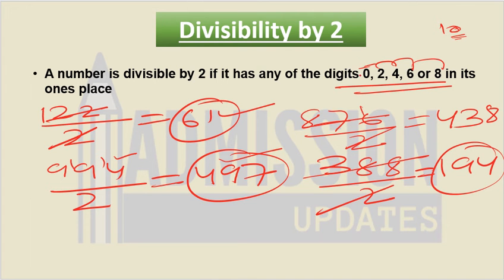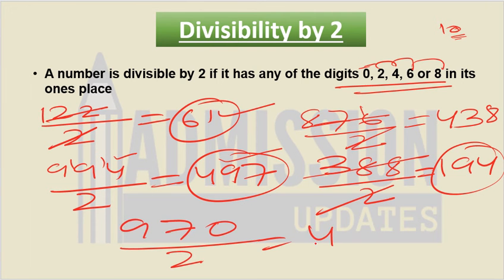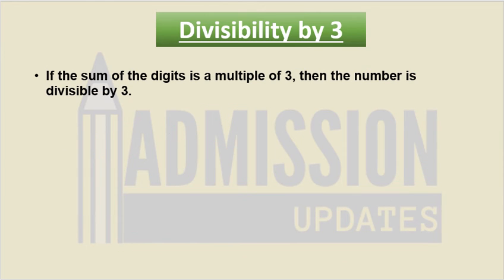This one will be the last one for this divisibility rule. So 970, is it divisible by 2? Let us check. 2 4s are 8, carry 1 here, 2 8s are 16, carry 1 here, 2 5s are 10. Then we can say that any number having 0, 2, 4, 6 or 8 in its ones place is divisible by 2. Now let us check the next divisibility rule.